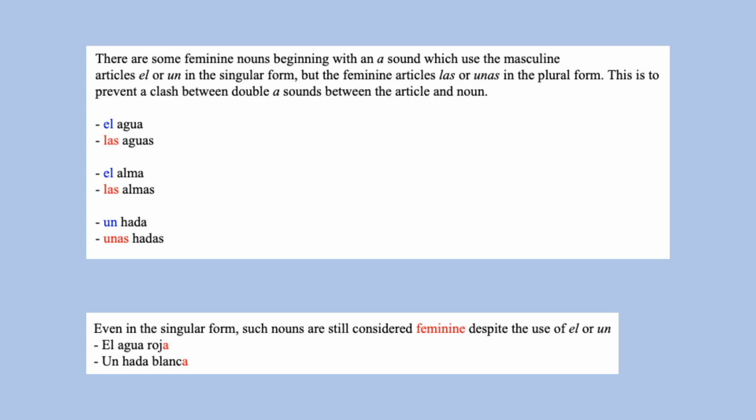Now even in the singular form, when these feminine nouns use masculine articles, they will still be considered feminine regardless of the article. El agua roja, un hada blanca. Now although the articles are masculine, the nouns are still considered feminine, so the adjectives are also feminine because they are in agreement with those feminine nouns, and not the masculine articles.